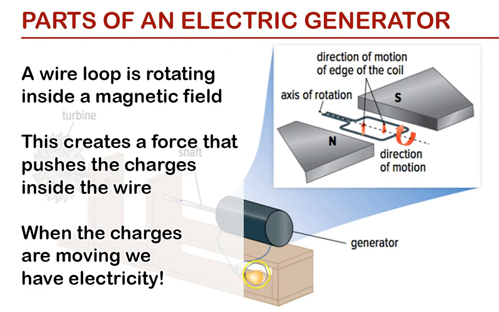I get, for example, the light bulb going on. So this is basically the big points. Boom, I've got a wire loop rotating inside a magnetic field. Right, that's that right there.